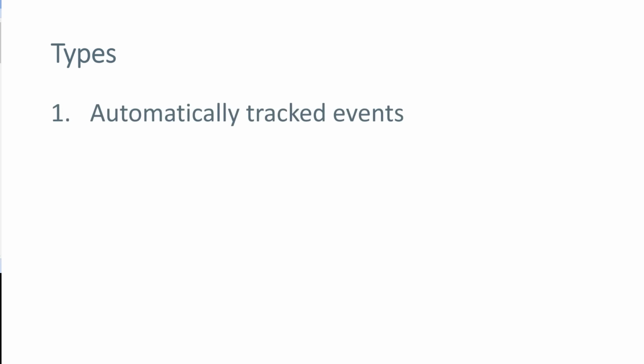When it comes to event tracking in Google Analytics 4, there are several types of them. The first one is automatically tracked events. For example, when a visitor lands for the first time on your website, Google Analytics 4 will track a first visit event. And there are several others, such as session start or user engagement.